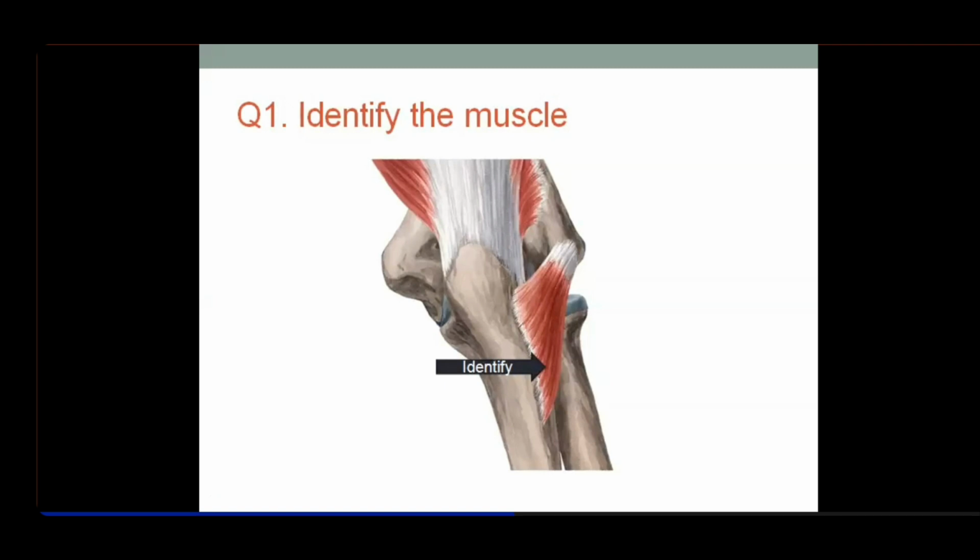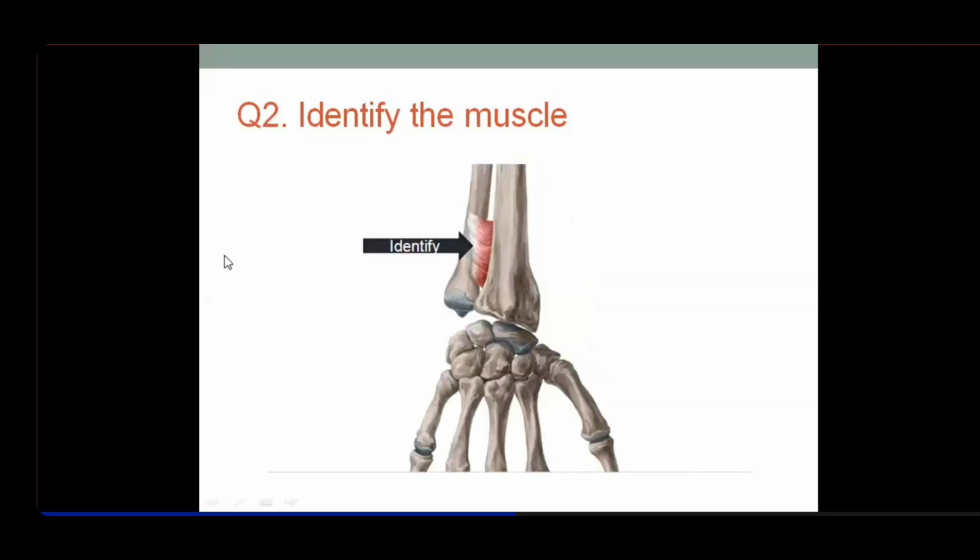Got it? In sudden extension of the elbow, it is preventing the capsule from being pinched between olecranon and humerus. Okay, so those were the actions of Anconeus. Nerve supply has also been done.